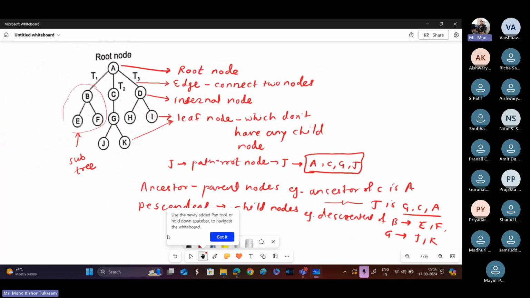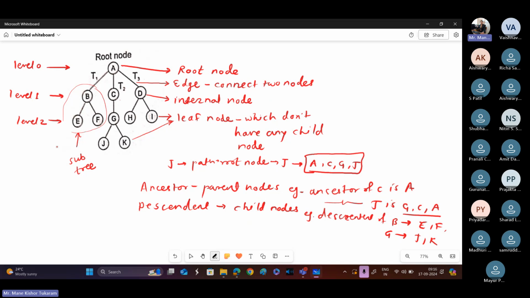Okay, so here, level means the position of the elements or nodes inside the tree. This is called level 0, so levels always start with 0. Then this is level 1, then level 2, and the last one is level 3. So there are 3 levels inside this particular tree. This is called level.